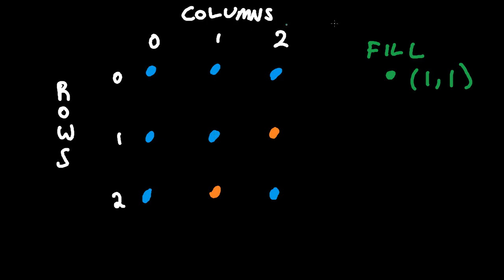So how do we solve this? We're going to do this recursively. So we want to go up, down, left, and right in no particular order.